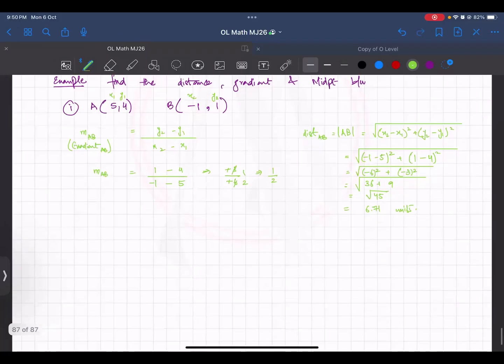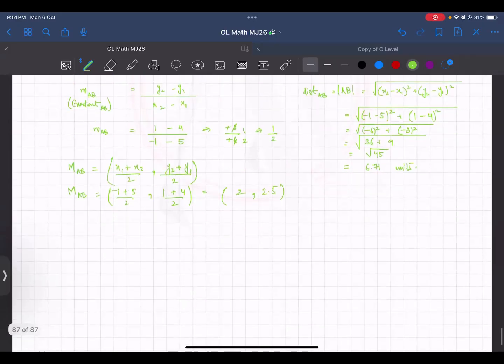Okay. And then lastly, the midpoint. Capital M is used for midpoint, which is the sum of x divided by 2 and the sum of y's divided by 2, which will be -1 plus 5 upon 2 and 1 plus 4 upon 2, which will become 2 comma 2.5. This is the midpoint.